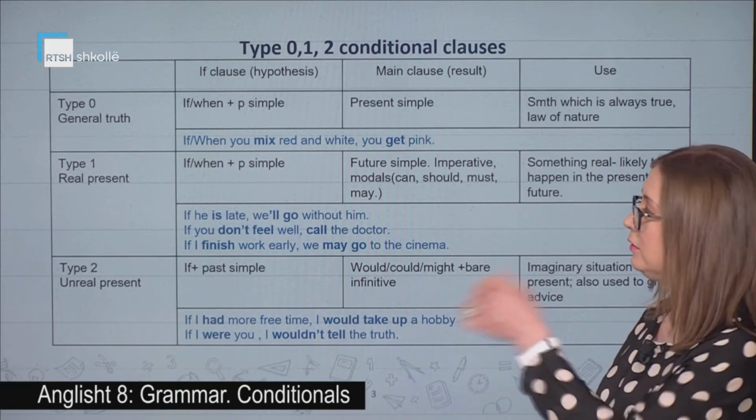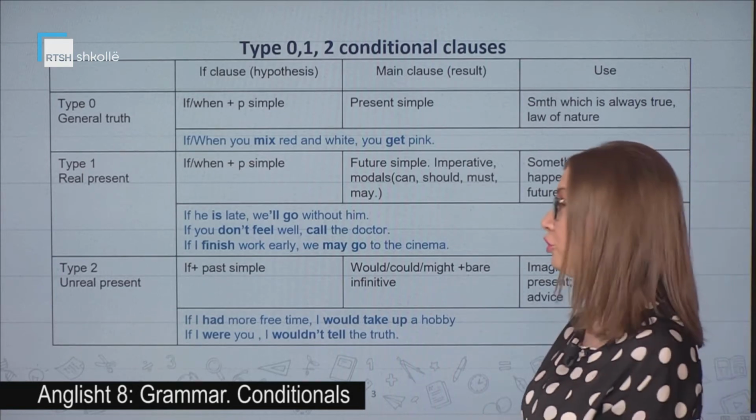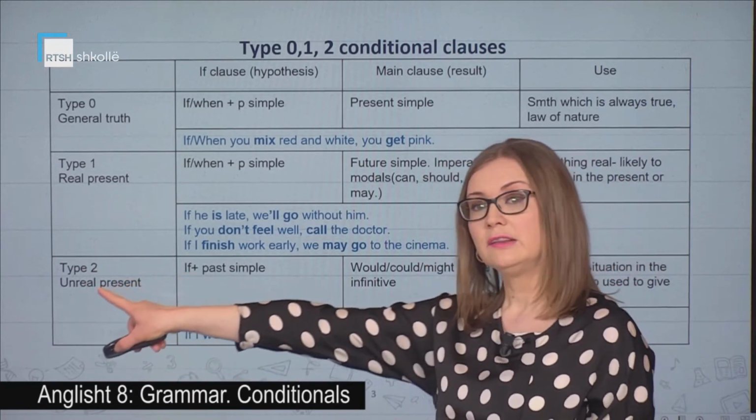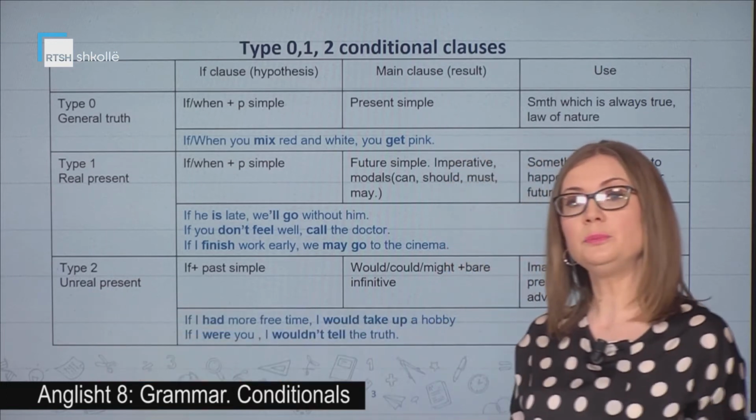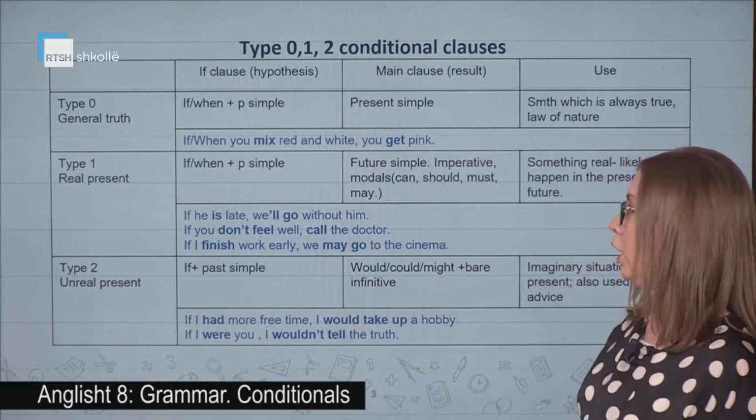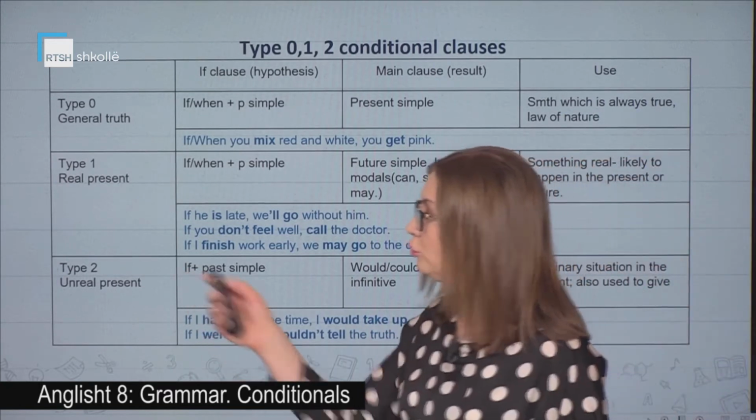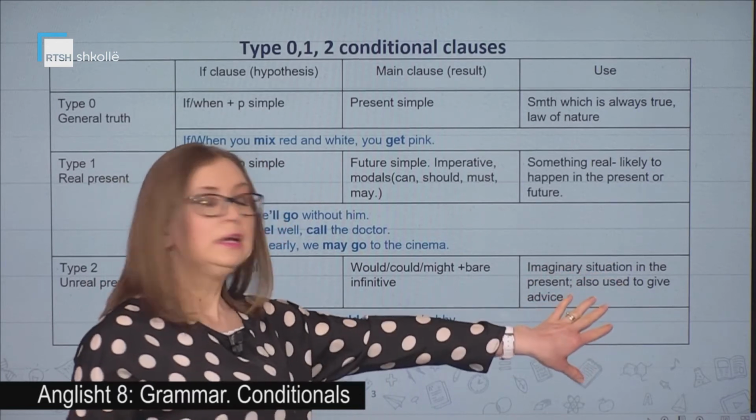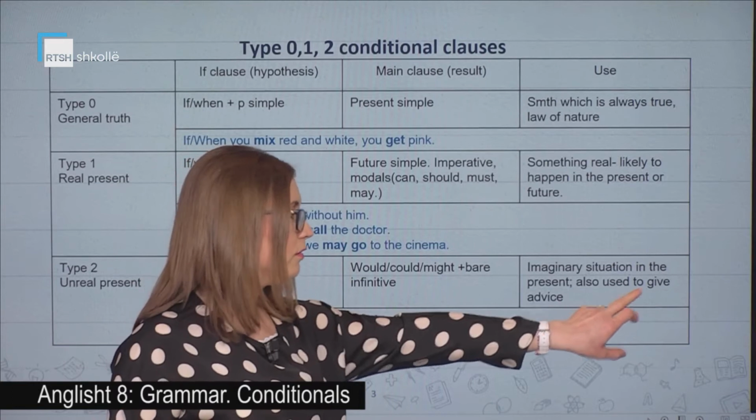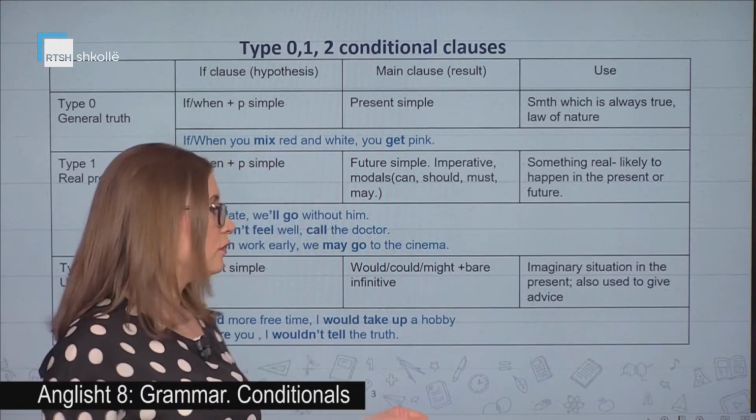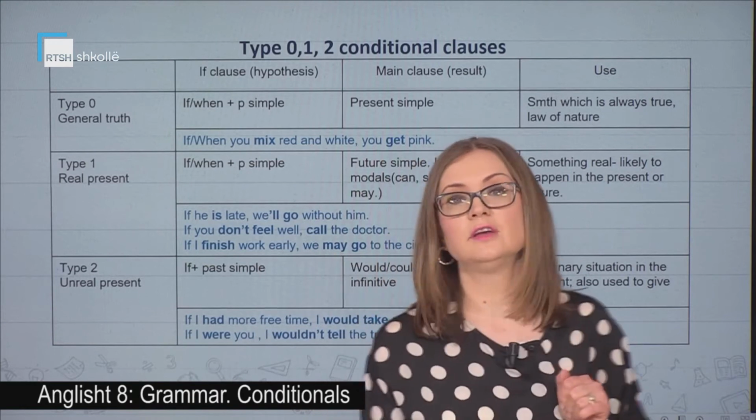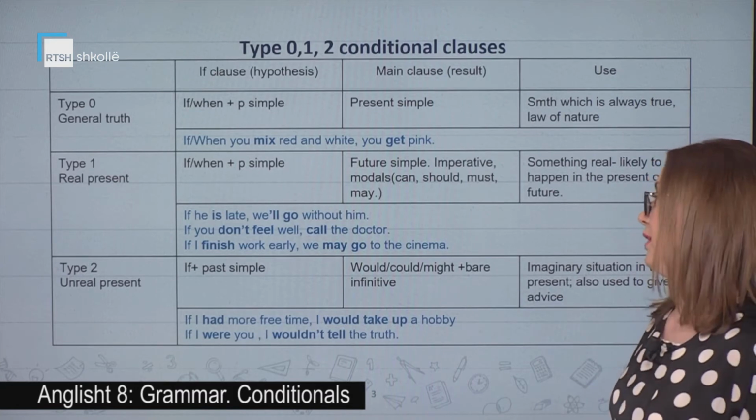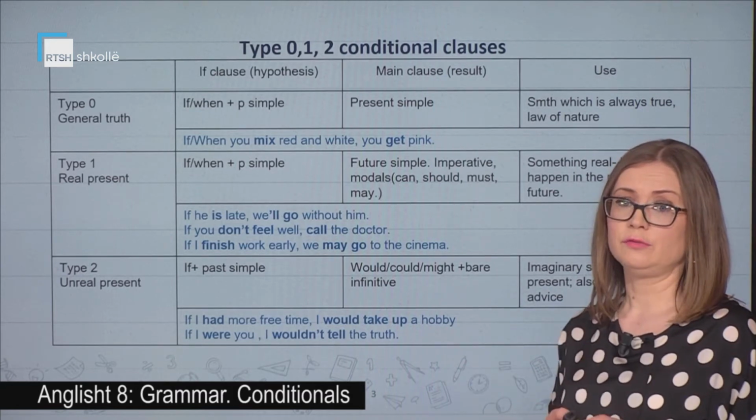Okay, so let's continue with type 2, the third conditional for today. That is type 2 conditional clause that talks about an unreal present fact. So, what is the type 2 conditional clause? It's an imaginary situation in the present that is also used to give advice. So, we have two cases to express the type 2 conditional that talks about unreal present. So, which are the two parts of the sentence?